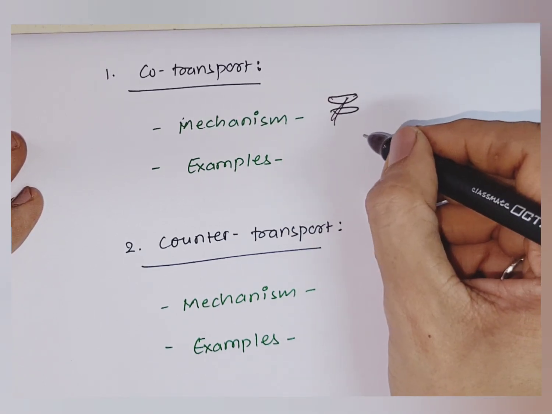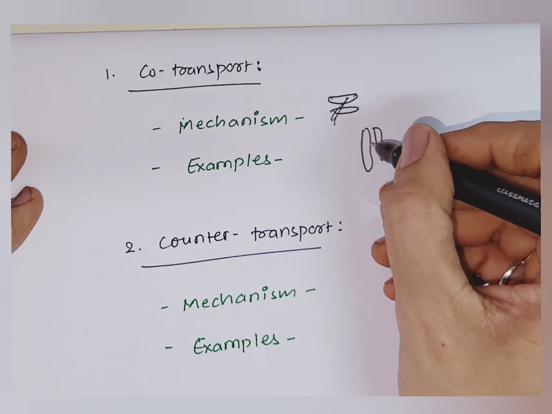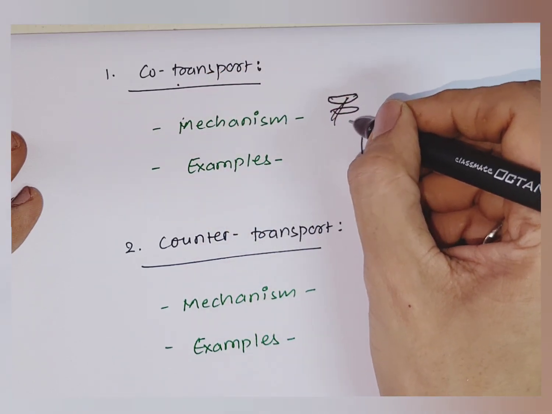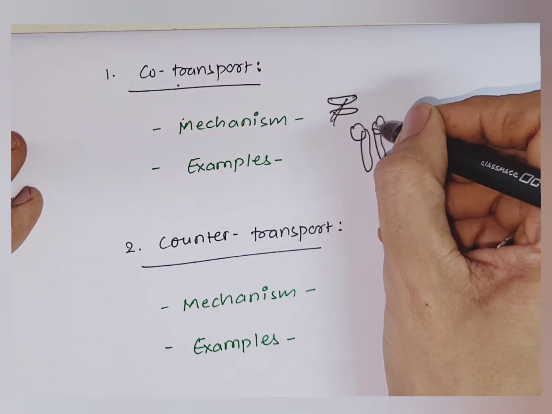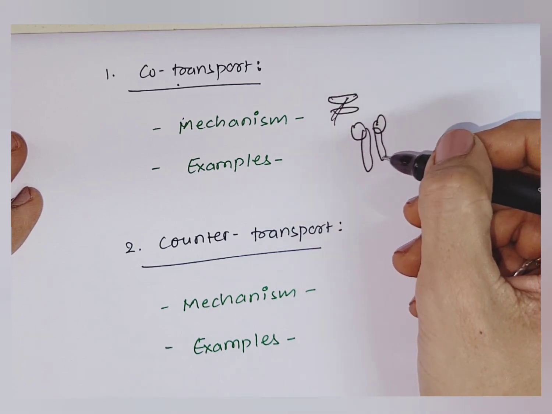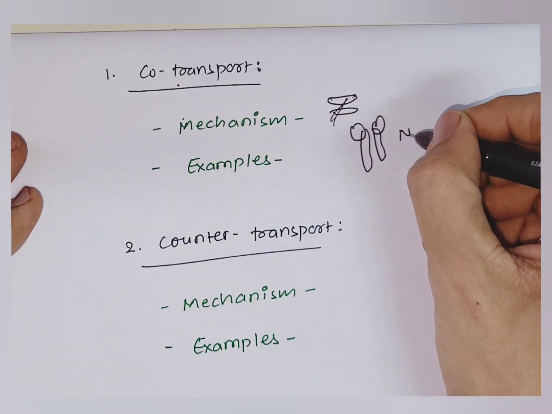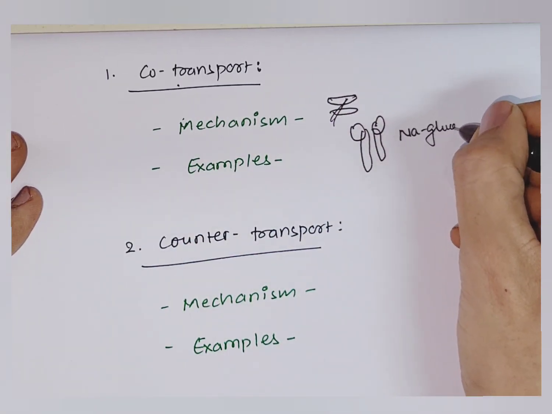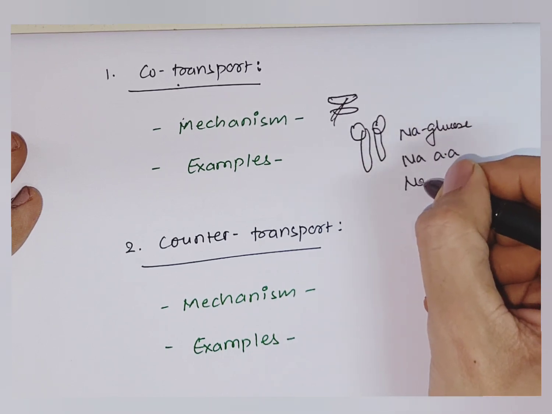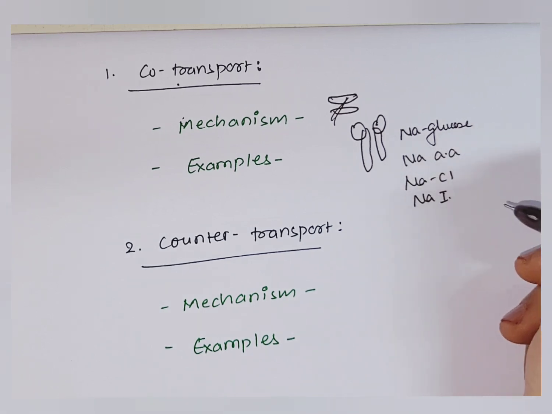In co-transport, substances are transported in the same direction. Here also a carrier protein is required. Suppose this is a carrier protein, but it has two binding sites, one for sodium and the other for glucose. When both of them are bound, only then is there transport. This is again active transport, and energy is required. Examples of co-transport are sodium glucose co-transport, sodium amino acid co-transport, sodium chloride co-transport, and sodium iodide co-transport.